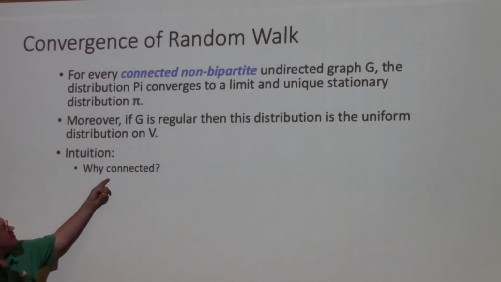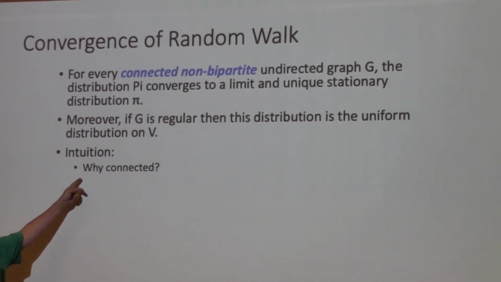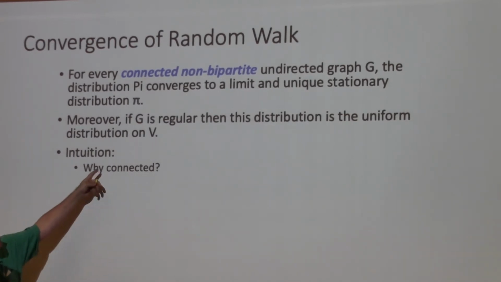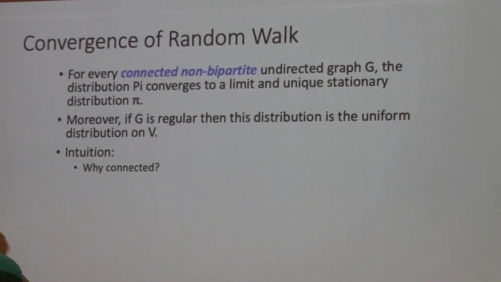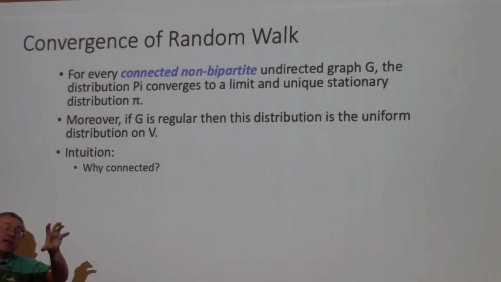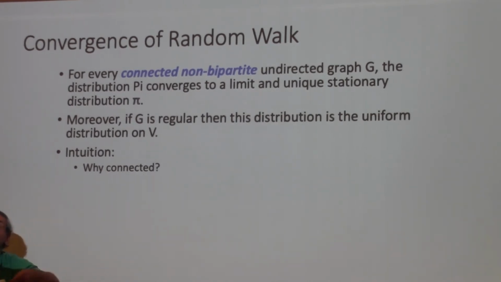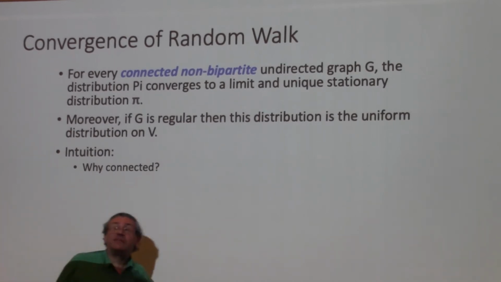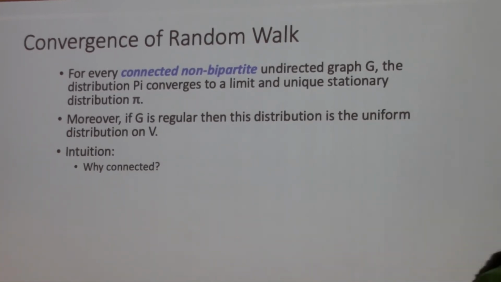Okay, why connected? Well, if it was not connected, there would be no unique stationary distribution. If you have components A and B, you could have one distribution where it's all A and another one where it's all B, so there's no unique stationary distribution. So it has to be connected. Remember the Eigen Gap discussion.